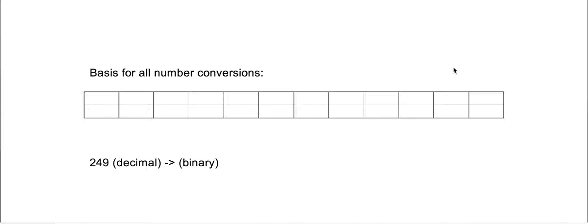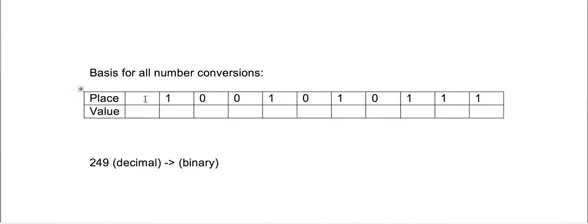Okay, so here we have place, and here we have value. Okay, so let's assume we have this number. Okay, so the far right hand column in binary, we know it's worth 1.